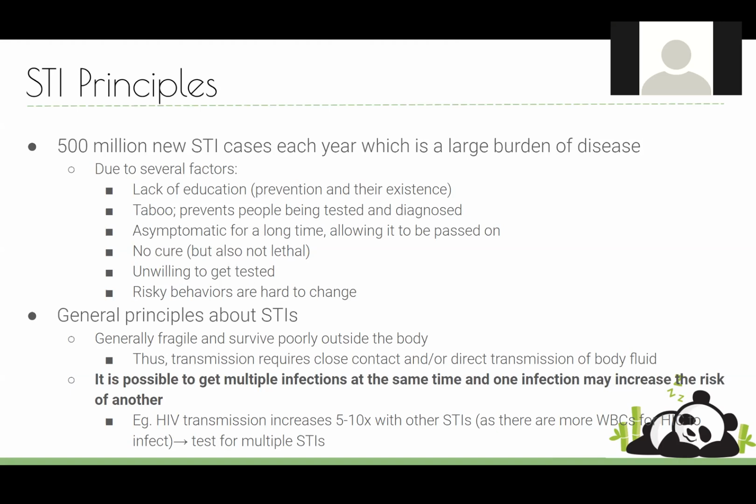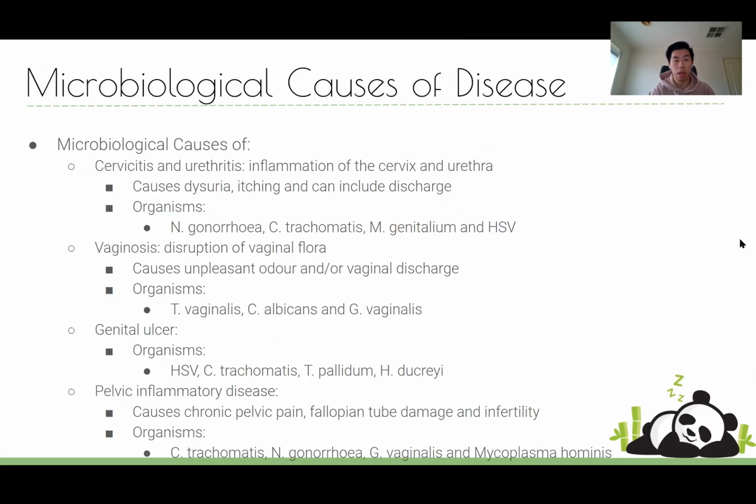In some general principles, generally they are fragile, but that just means they have to be transmitted through close contact and direct transmission, which you would expect from a sexually transmitted infection. It's also possible to get multiple infections at the same time. Just because they already have one doesn't mean they won't have another. And in some cases, for instance with HIV, it's actually more common to get HIV if they already have another STI, for instance syphilis, just because there's more white blood cells there for those HIV viruses to infect.